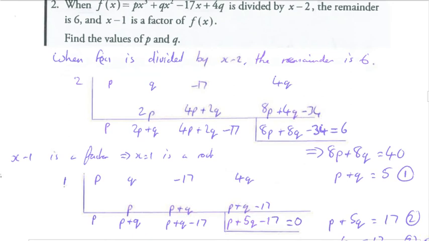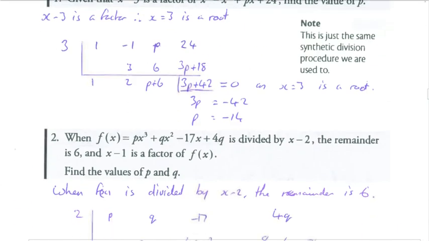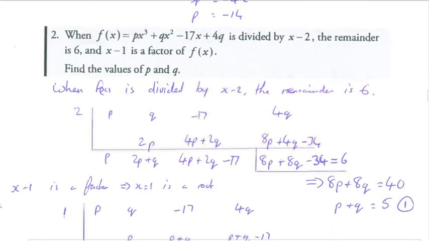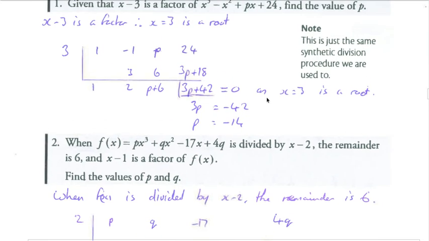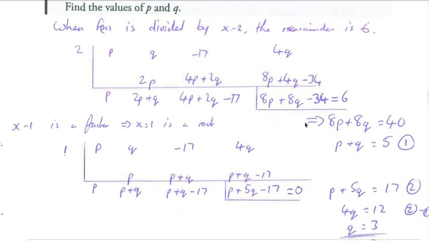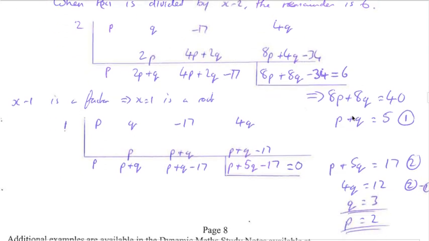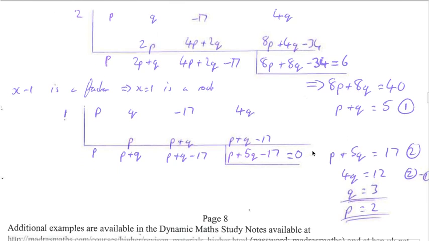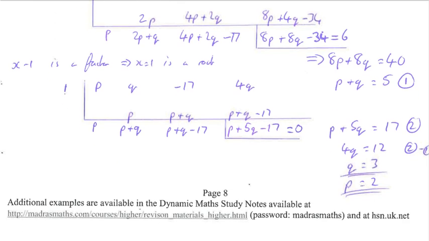Okay, so what have we done there? We have just repeated our synthetic division process, but at the end, because we know x equals 3 is a root, we know this will equal 0, so we can solve for p. And in the second question, we have a pair of equations in p and q, so we use our National 5 simultaneous equation knowledge to solve to find the values of p and q.